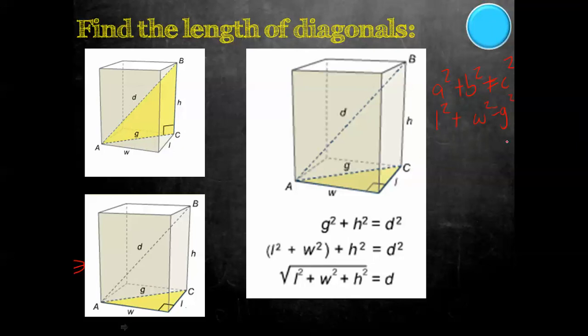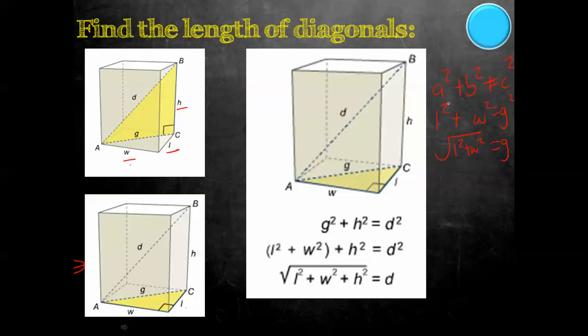So we could take the square root of L squared plus W squared in order to find G. Now, in order to find D, the space diagonal, it's a little bit harder because normally you're not given the measurement of the face diagonal. Normally on a rectangular prism, you're given the width, the length, and the height. So what we want to come up with is a formula that's going to help us find the space diagonal according to the length, the width, and the height.